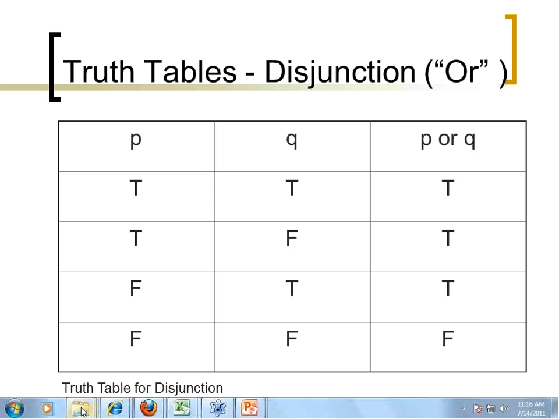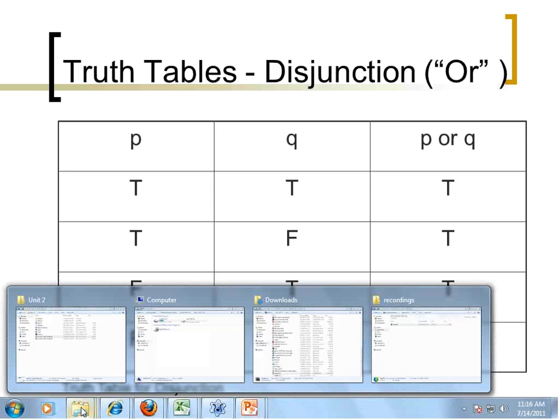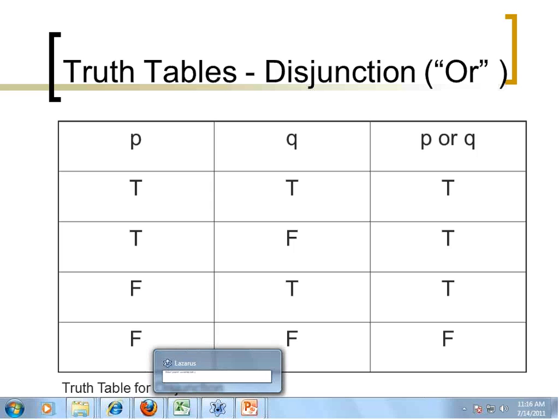Okay, so let's look here. These are the two conditions, P or Q. P is true, Q is true, so P or Q would end up to be true. The second one, P is true, Q is false, so P or Q would end up to still be true.